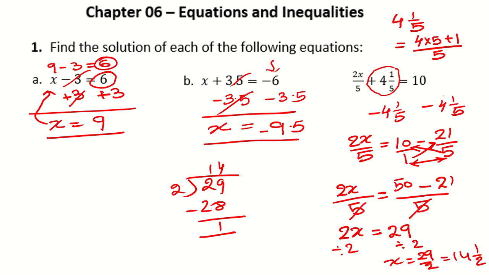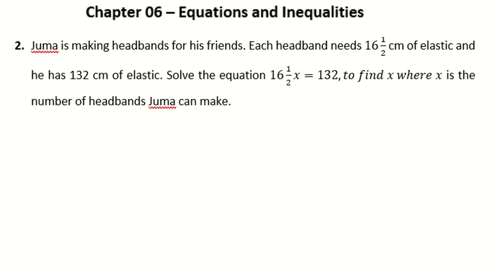Make sure that you are doing it correctly. Now the next question is: Juma is making headbands for his friends. Each headband needs 16.5 centimeters of elastic and he has 132 centimeters of elastic.